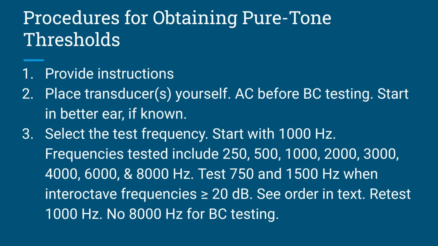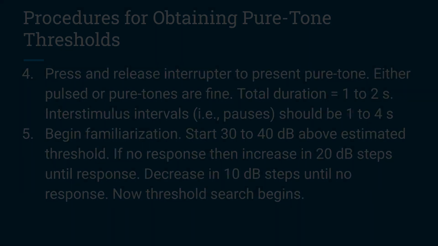Retest 1,000 hertz the first time. You don't need to retest 1,000 hertz on the second ear. On the first ear, you retest 1,000 hertz because of familiarization, and you oftentimes might get a 5 dB better threshold. No 8,000 hertz or 6,000 hertz for bone conduction testing, just up to 4,000 hertz.